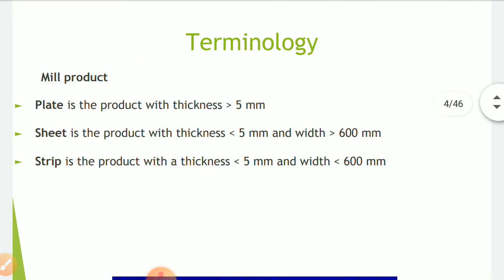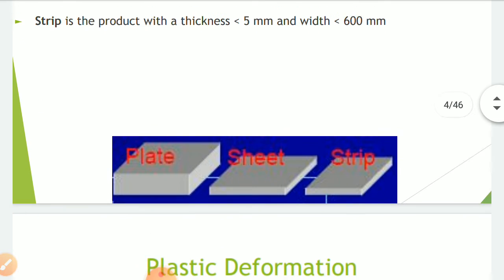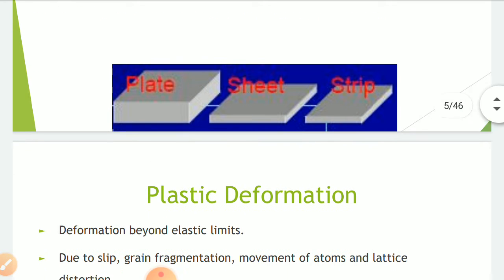So if you want to differentiate between plate, sheet and strip, then a slab whose thickness is greater than 5 mm can be known as plate. A slab whose thickness is less than 5 mm and width is greater than 600 mm, that's known as sheet. And a slab whose thickness is less than 5 mm and width is also less than 600 mm, that's known as strip. So you must remember the difference between all these three. These all are in cross section of rectangular shape, but based on these dimensions they are defined, or they have given some different names. So here you can see the pictures.